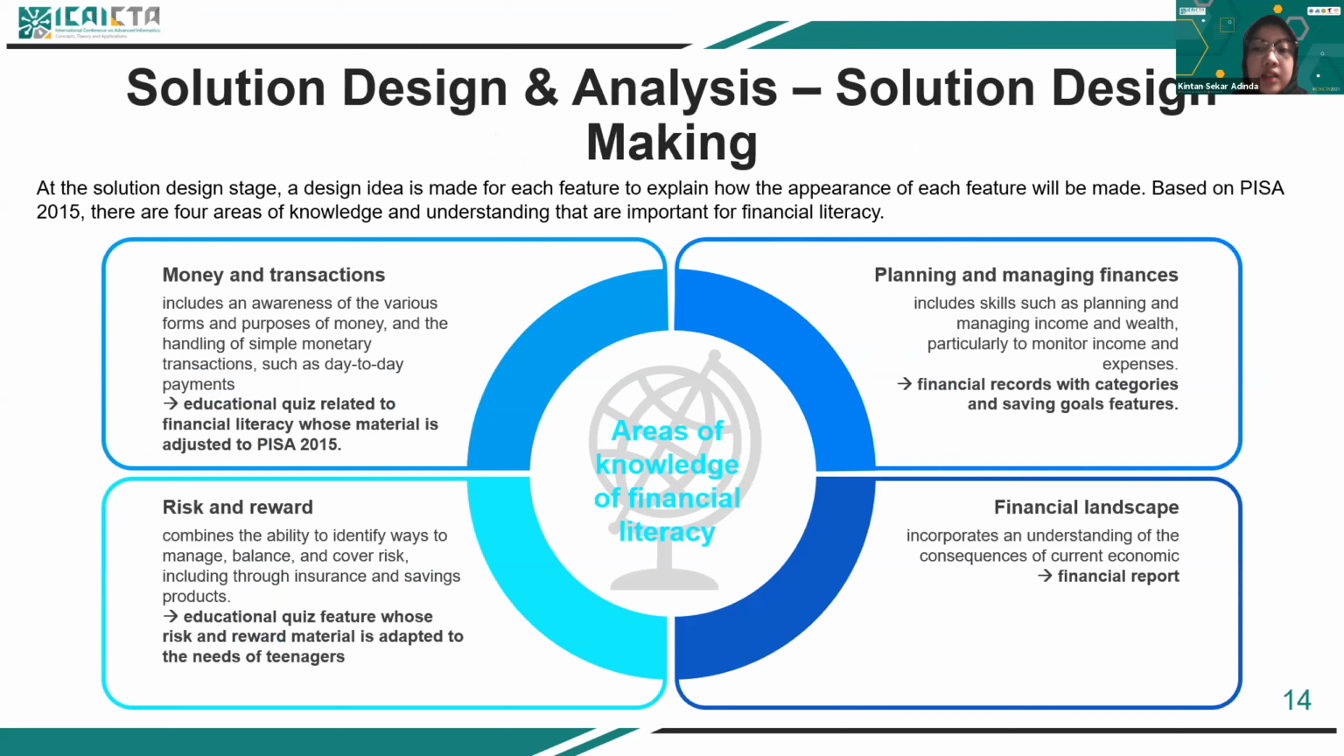At the solution design stage, design ideas are made for each feature to explain how the appearance of each feature will be made. Based on the PISA 2015, there are 4 areas of knowledge and understanding that are important for financial literacy. The 4 areas are money and transactions, planning and managing finances, risk and reward, and the last one is financial landscape. On the slide, as you can see, I provide the information of the feature that is implemented by the area of knowledge.